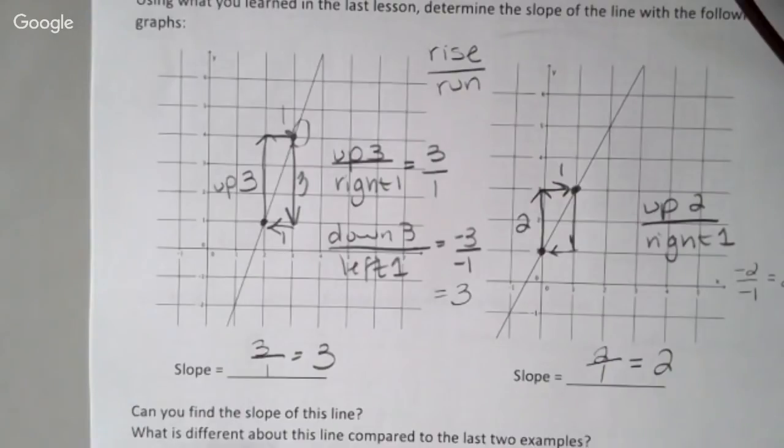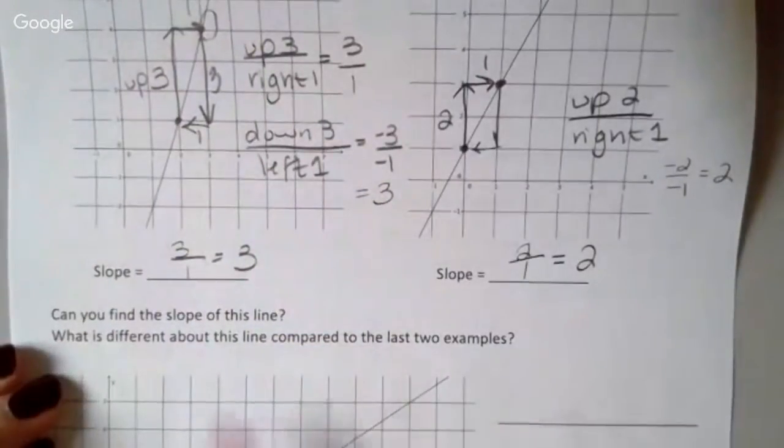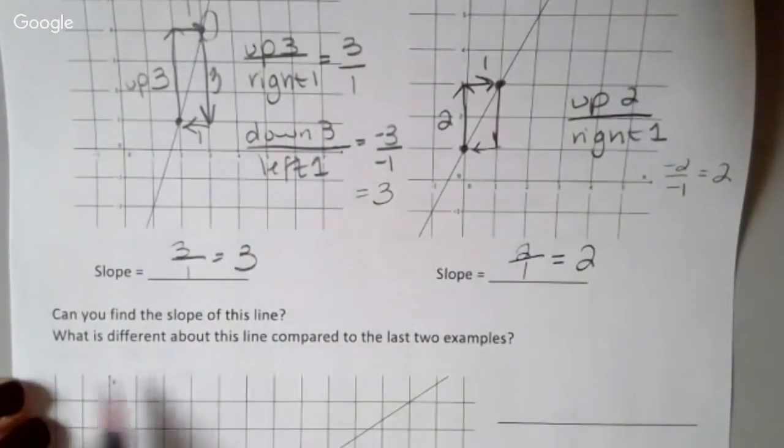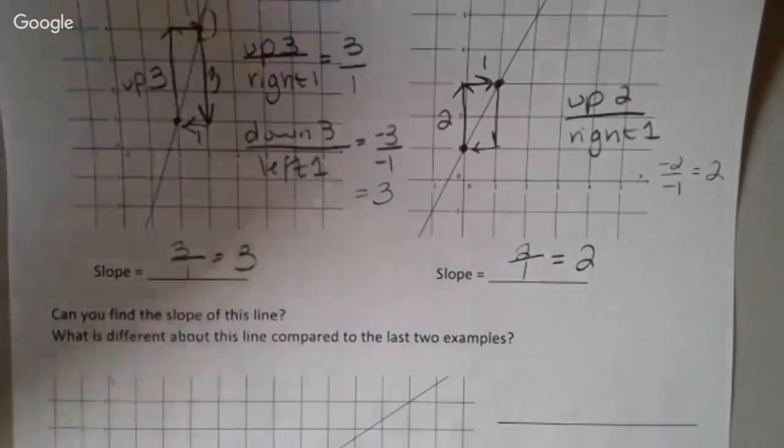Now what I'd like you to do is pause the video again, and I'd like you to answer this next question. Can you find the slope of this line? What is different about this line compared to the last 2 examples? So I want you to look at the graph and answer the question, can you find the slope of this line? And then what is different about this line compared to the last 2 examples?